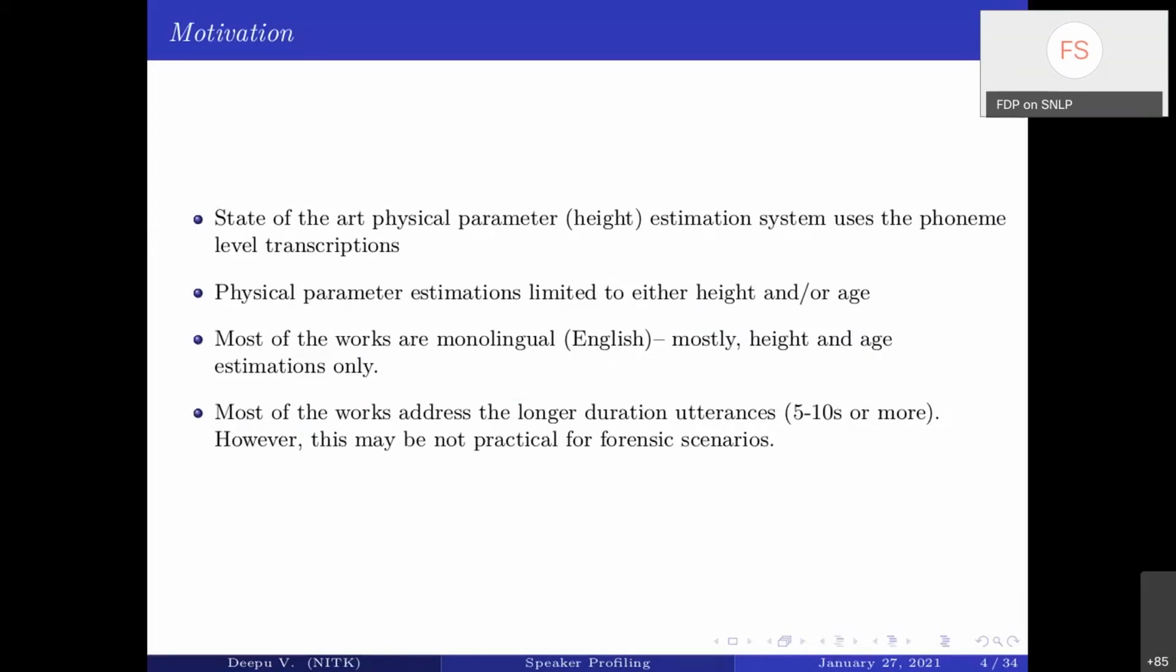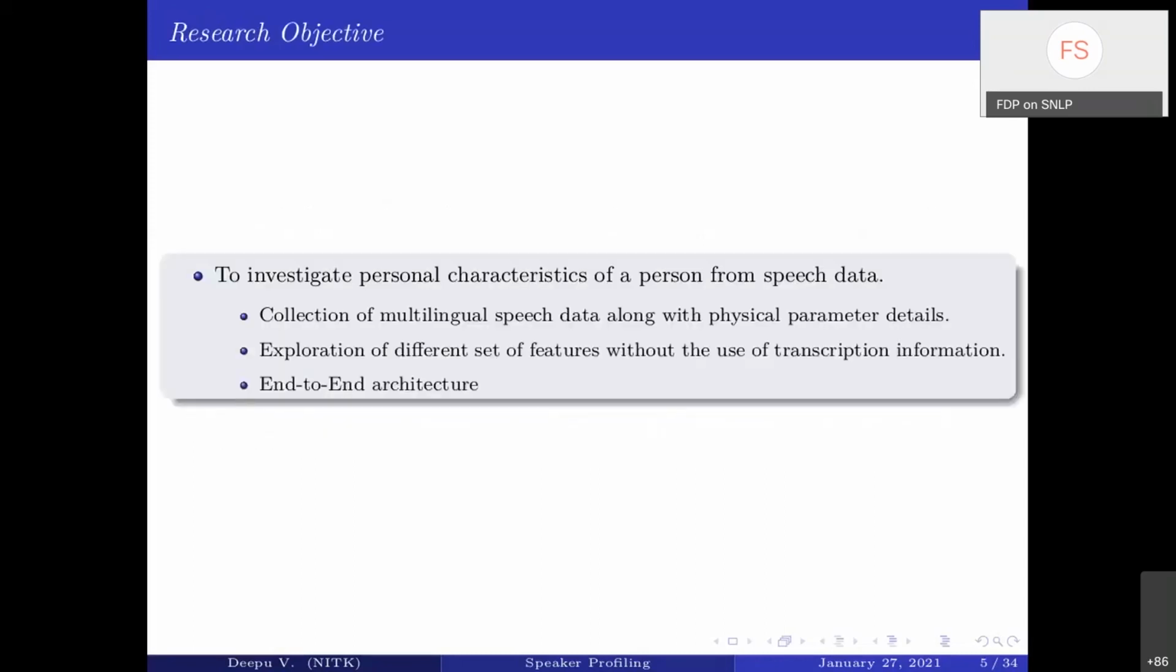And most of them actually worked on longer duration utterances, something like 10 to 20 seconds of speech. For example, in forensic scenarios, this kind of speech is not guaranteed. And again, there is no point in saying that we can only work with monolingual. So we wanted to investigate speaker profiling from a multilingual point of view.